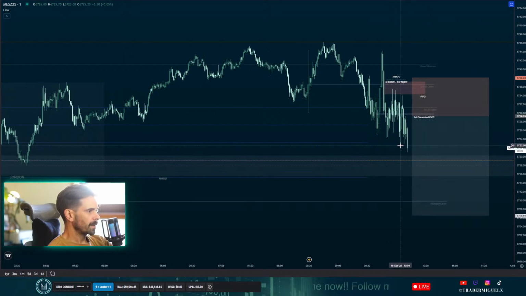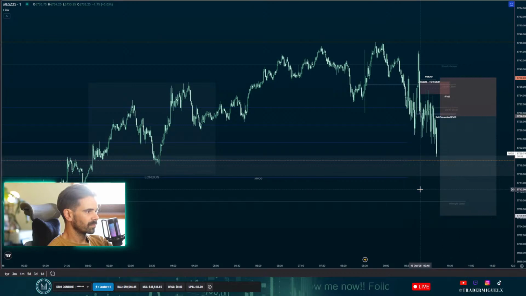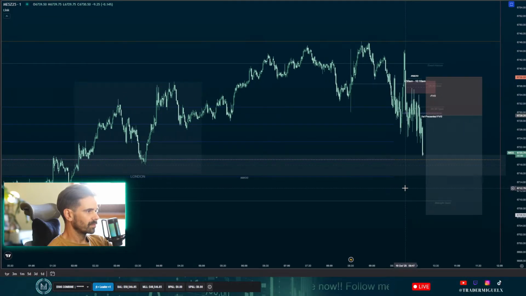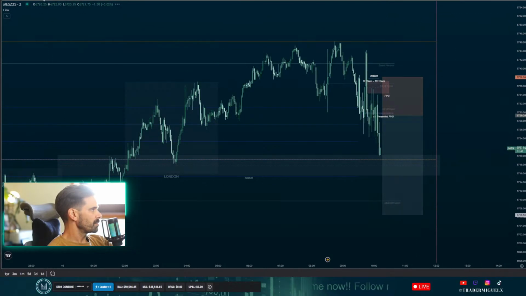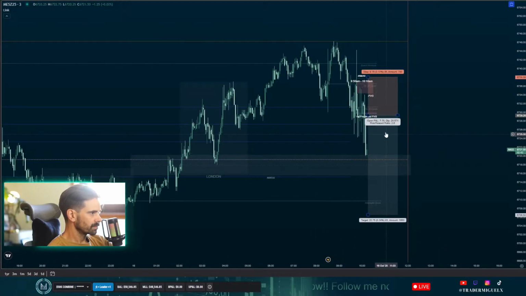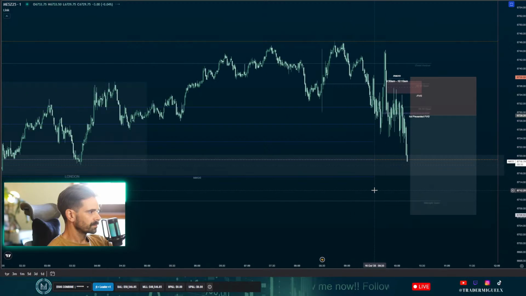So a new low is taken here. NQ is still holding that range. And in the meantime, we are touching the NWOG. We have London lows right below us. Let me check the 2 minutes. Or the 3 minutes. Yeah. We will probably miss this move.